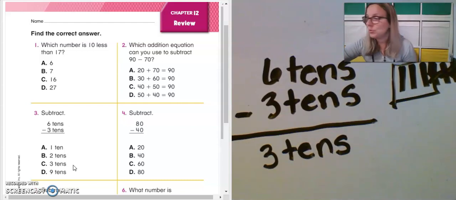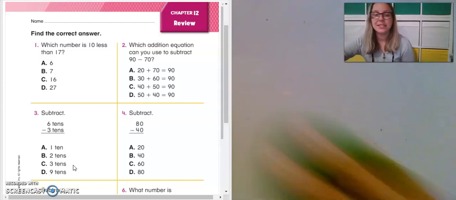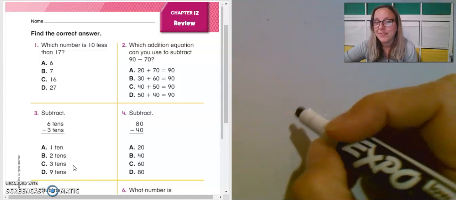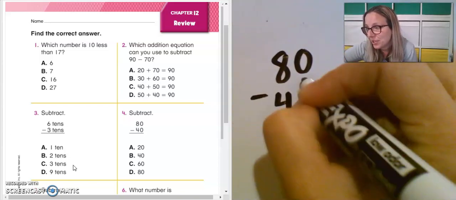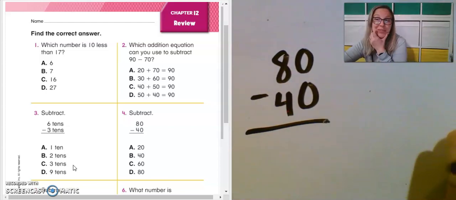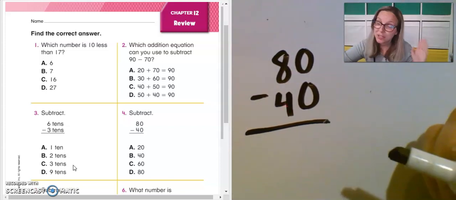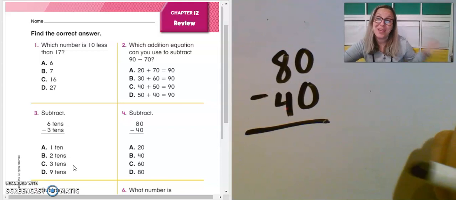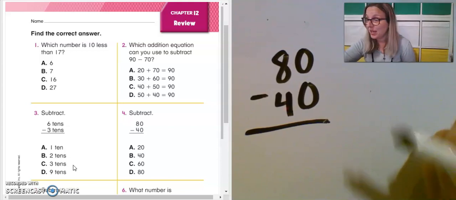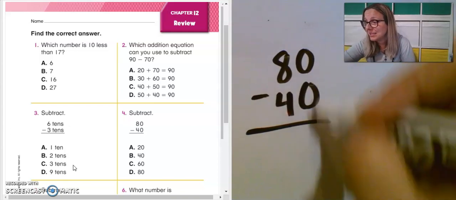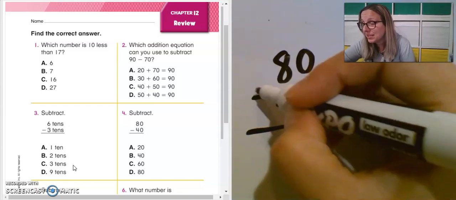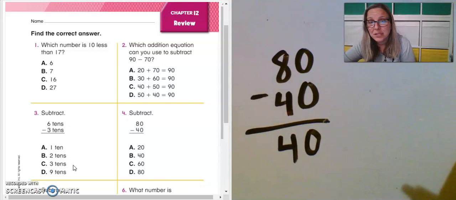Moving on to number 4, it says subtract. We have 80 minus 40. Now remember, we've learned a bunch of different ways to do this, and when you're taking the test, I want you to choose the way that you like best. Okay, if it's easier for you to just go right down the columns and say 0 minus 0 equals 0, 8 minus 4 equals 4, do that.